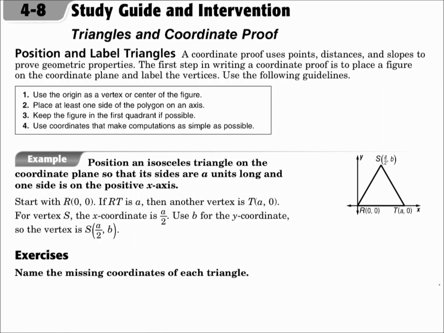So when you position these triangles on the coordinate plane, there's several tips to follow to make your work end up the best. Use the origin as a vertex or as the center of the figure. Place at least one side of the polygon on an axis. Using the origin and the axes will give you zeros for your coordinates, which make your computations easier to deal with. Try to stay in quadrant 1, that way you don't have any negative values, and use coordinates that make your computations as simple as possible.